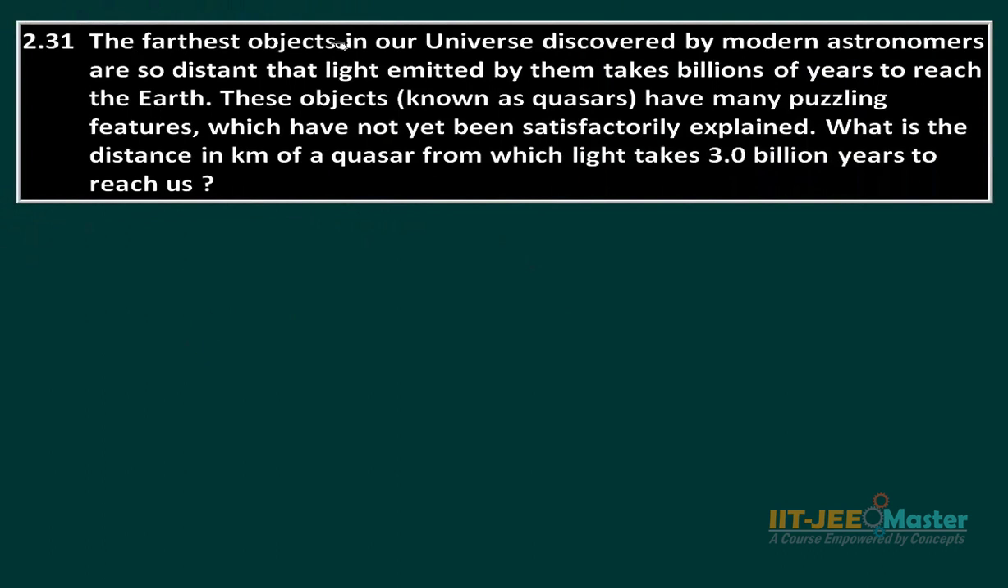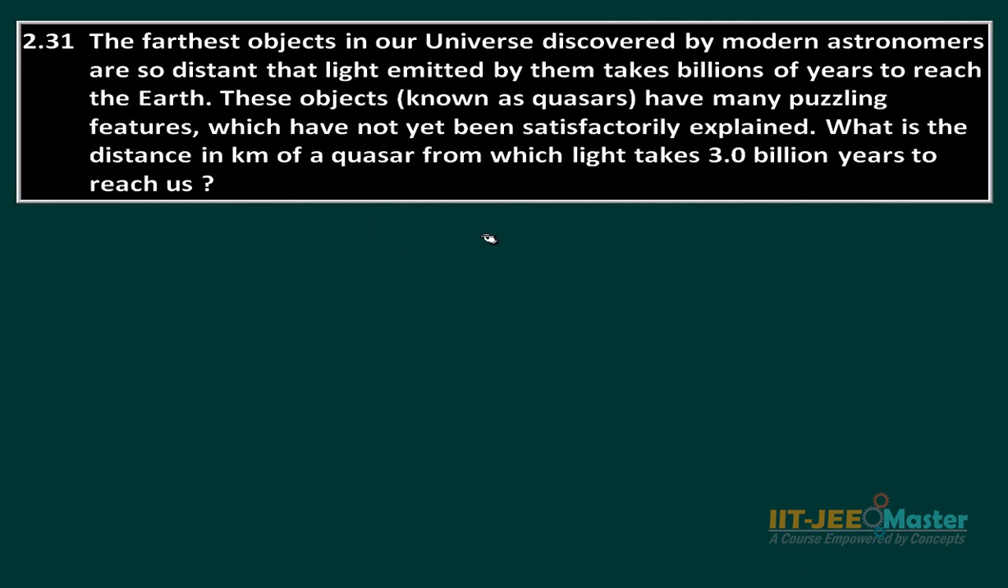The farthest objects in our universe discovered by modern astronomers are so distant that light emitted by them takes billions of years to reach the earth. These objects, known as quasars, have many puzzling features which have not yet been satisfactorily explained. What is the distance in kilometer of a quasar from which light takes 3.0 billion years to reach us?